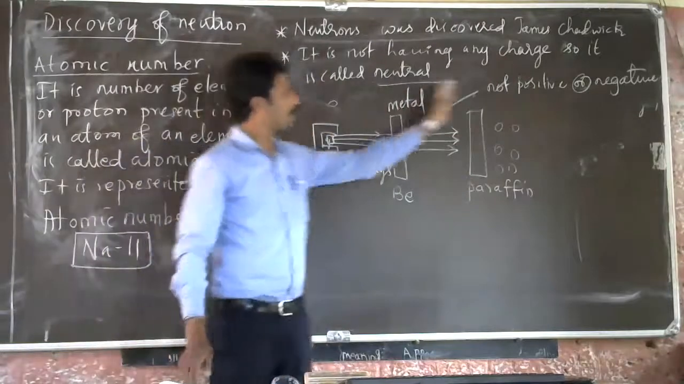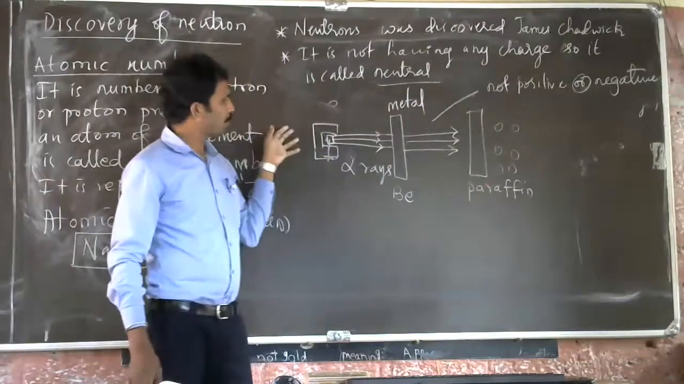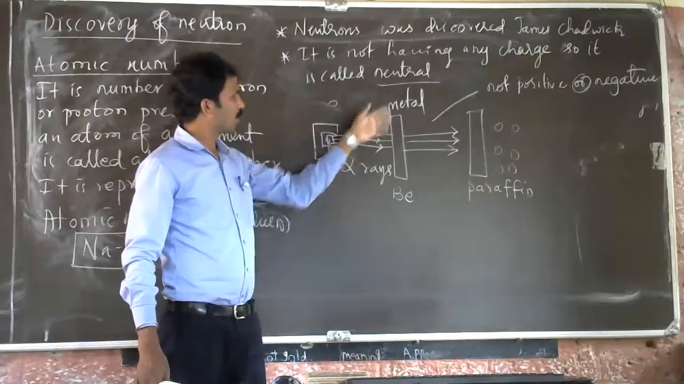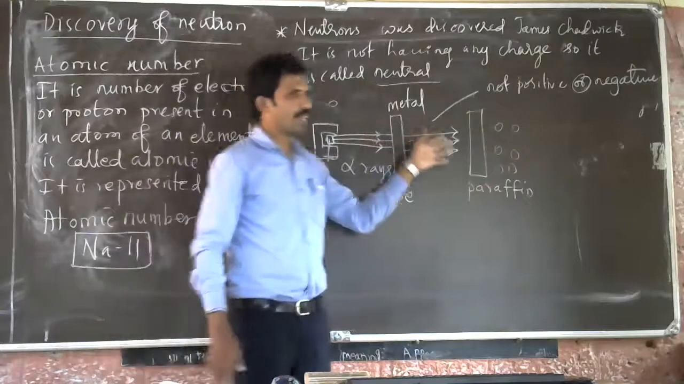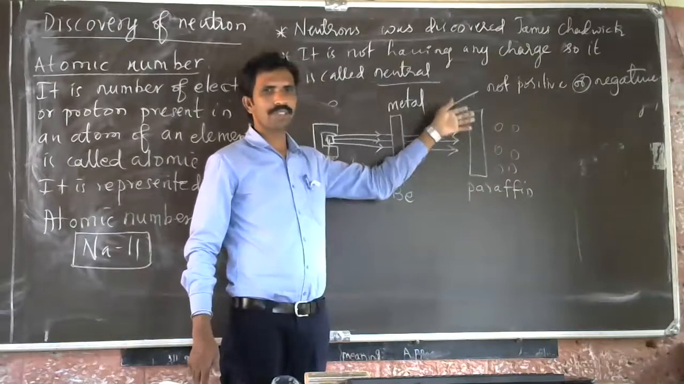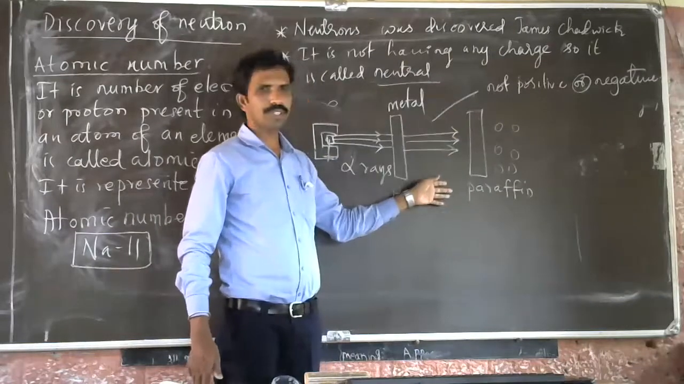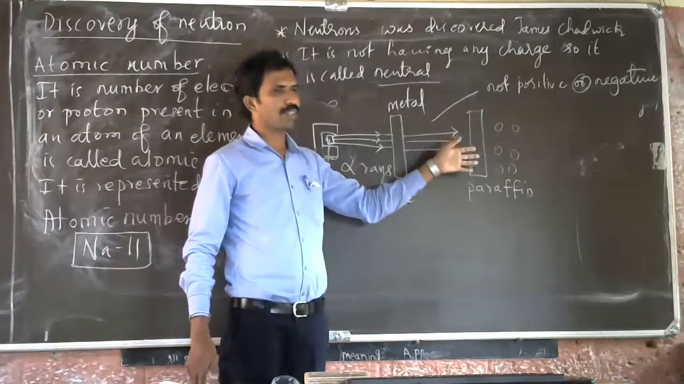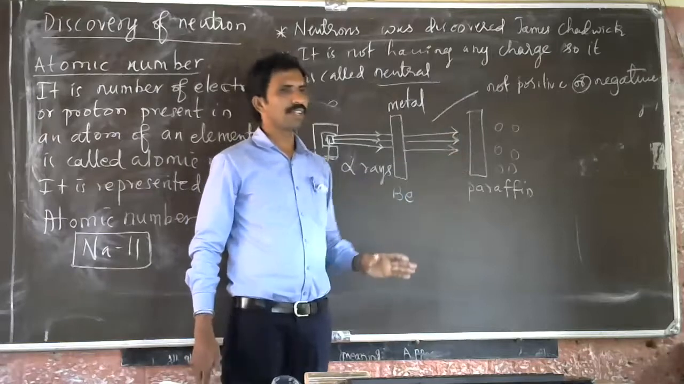James Chadwick did this experiment and he bombarded alpha rays onto the beryllium metal, and some rays were produced which were not going towards the negative electrostatic field or positive electrostatic field. They were neutral. That's why they were considered neutral particles.